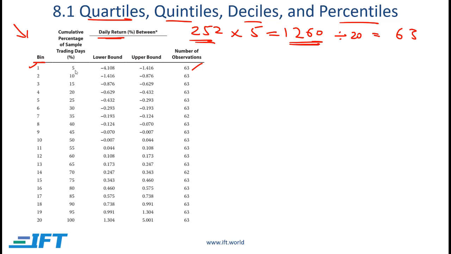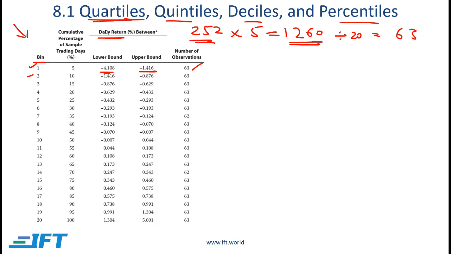And with each of these bins, we are going to have a lower bound and an upper bound. Let's say with bin 1, our lower bound is this number, minus 4.108, and our upper bound is higher, which is minus 1.416. And then we have a second bin and so on. So each bin represents 5% of the trading days. So this is our data. Now we will go over each of these terms.